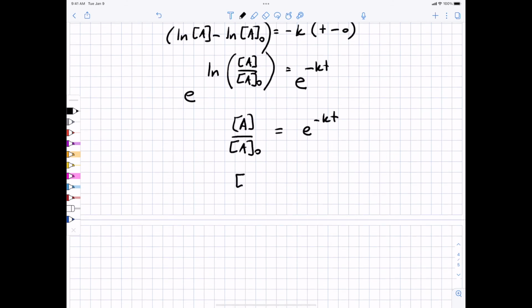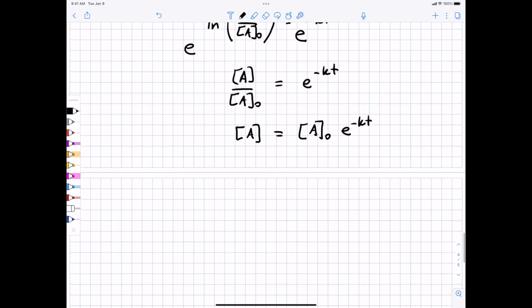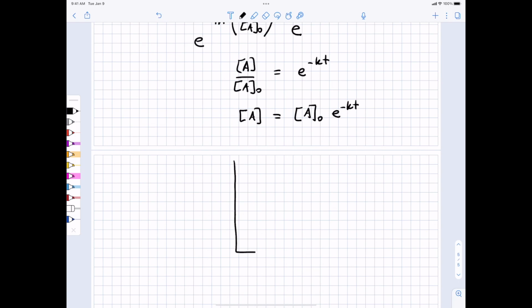And so then a final form of this equation is that a concentration of A at any time equals your starting concentration of A multiplied by the number e raised to the minus kt. Right? So that's a first order rate law, and if you were to plot this out, what you would have, concentration of A and then time, and you're going to see exponential decay. All right?